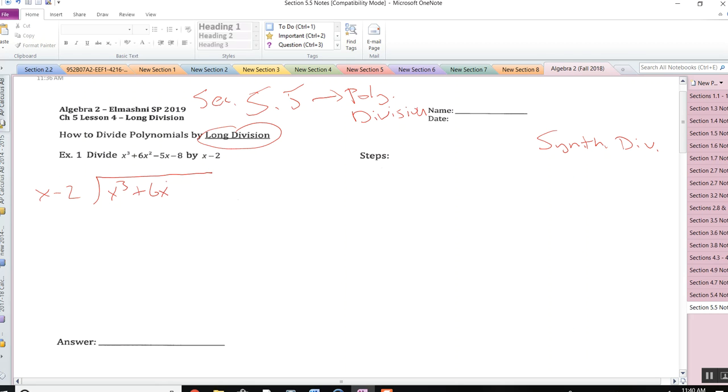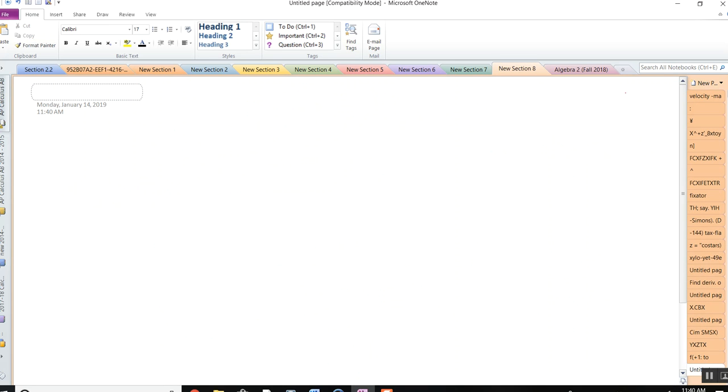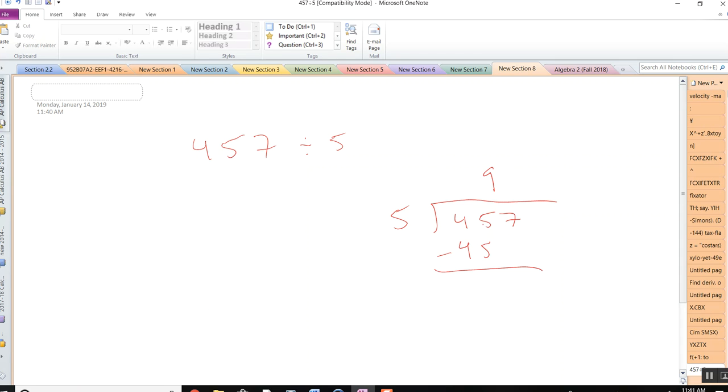Before I actually go through the process, I'm going to open a new sheet here. Let's say, for example, 457 divided by, say, 5. If you remember doing this many years ago, you first ask yourself, how many times does 4 go into 4? It doesn't. So how many times does 5 go into 45? 9 times. Then we multiply 5 and 9 to get 45. Then we subtract, which of course is 0, and bring down the 7.